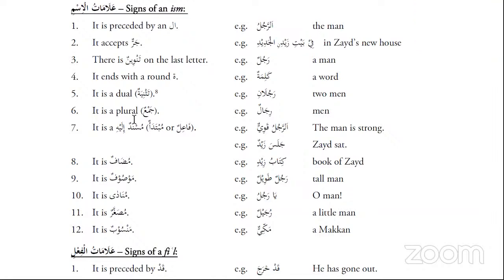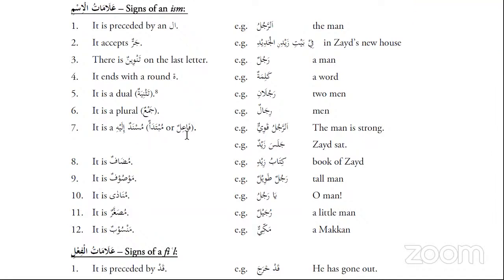Fi baiti zaidin jadidin, in Zaid's new house. There's tanween on the last letter: rajulun, a man. It ends with the round ta: kalimatun, a word. It is dual: rajulani, two men. It's a plural: rijalun, men. It is musnadun ilay.